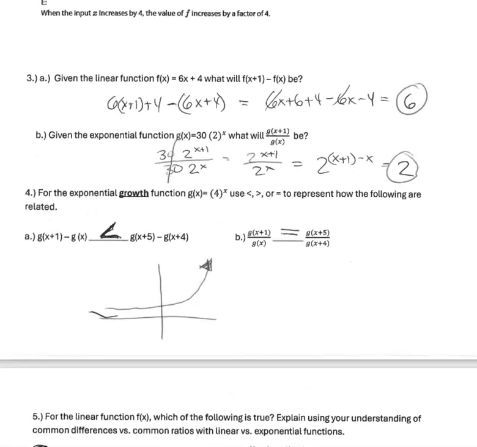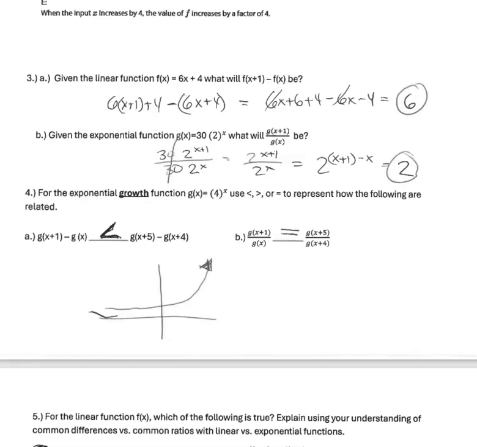On this one right here, it says, given the linear function f of x equals 6x plus 4, what will f of x plus 1 minus f of x be? It's saying between any two numbers, how much will it increase by? Since this is linear, we know it always increases by the same exact amount, which is your slope. And it doesn't matter if you're going from an x value of 1 to 2 or 100 to 101 or 1,000 to 1,001. We know that linear, it'll always increase by 6. So that's why I got 6.